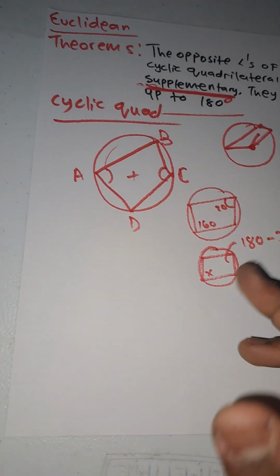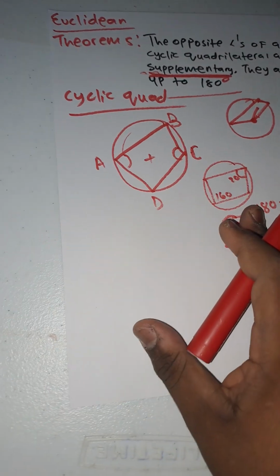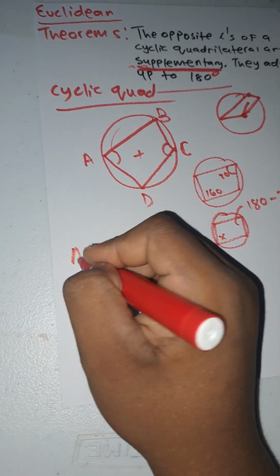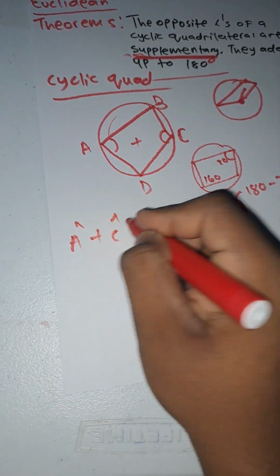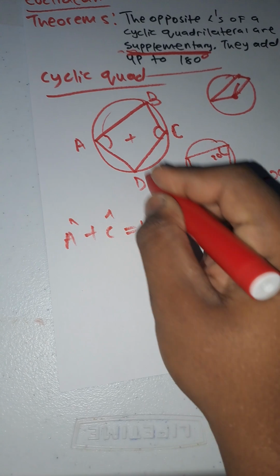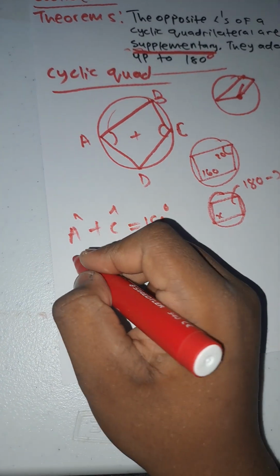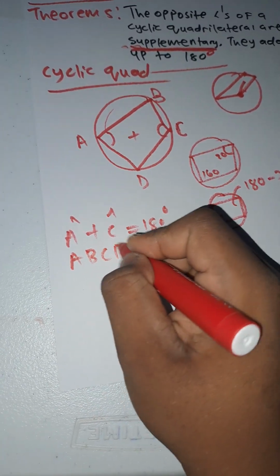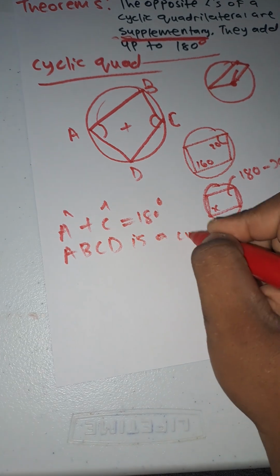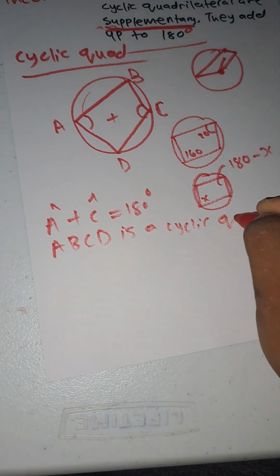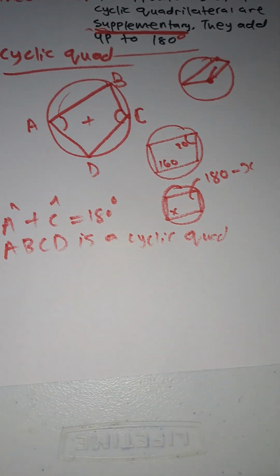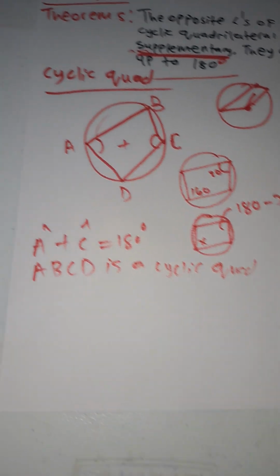That's how it works. And then you're gonna be given maybe angle A plus angle C is equal to 180 degrees. And then in conclusion, you can say what? ABCD is a cyclic quad. Okay, so that's what it is.